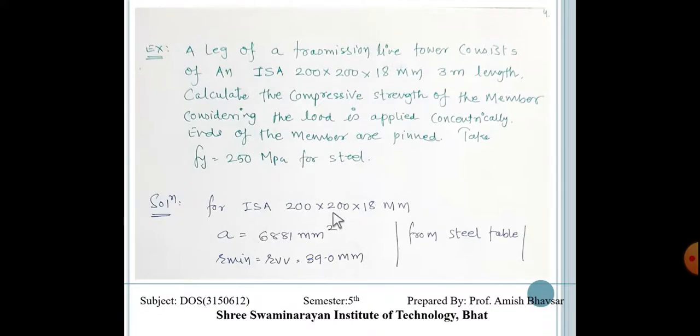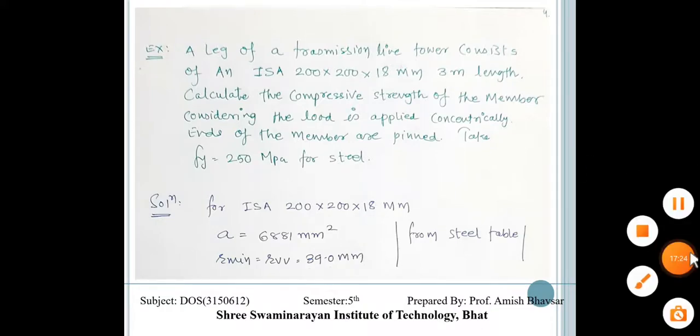So, for finding out the PD, first we have to find out the A, and A we know that we can calculate from page number 18. First we have to take area and R minimum from the steel table. What is the area of this angle section? That is 6881 mm square, and R minimum, that is 39 mm. We have this one.